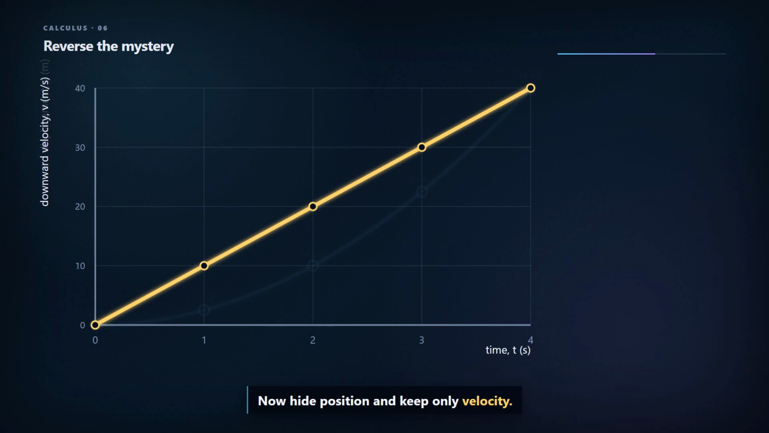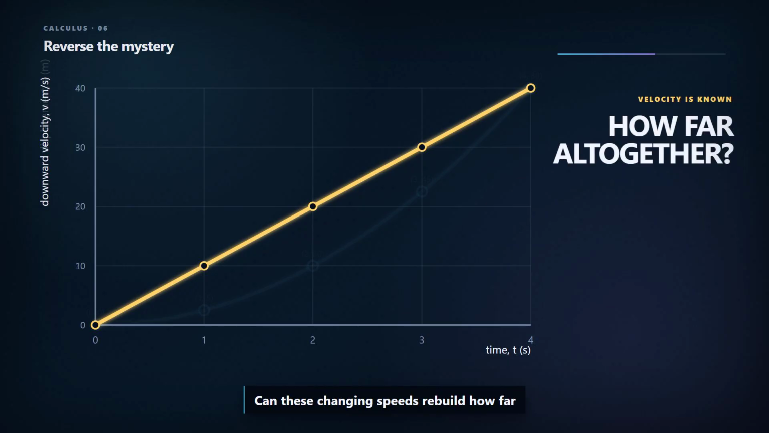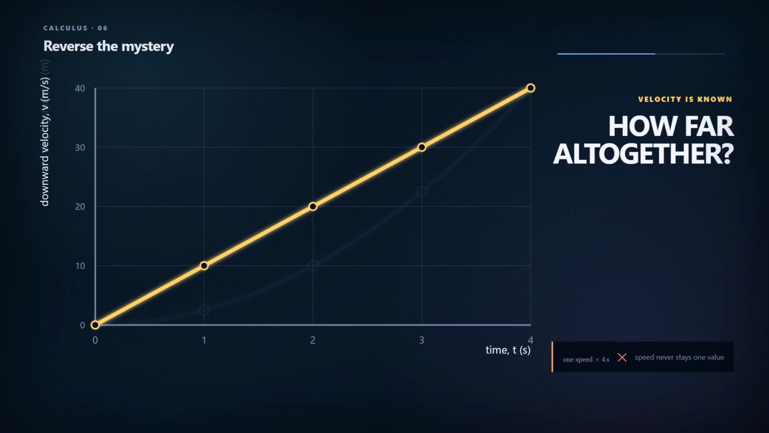Now hide position and keep only velocity. Can these changing speeds rebuild how far the ball fell? 1 speed times 4 seconds cannot work because the speed never stays one value. We need to collect many small changes.